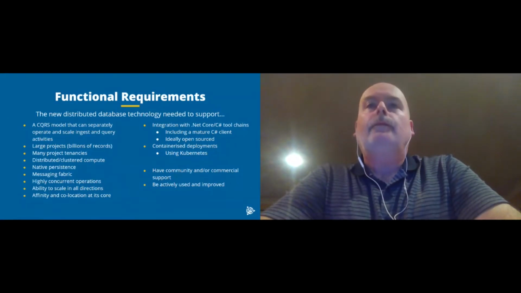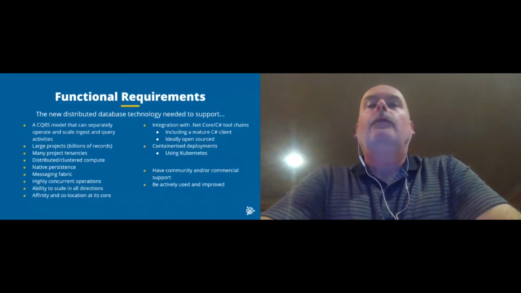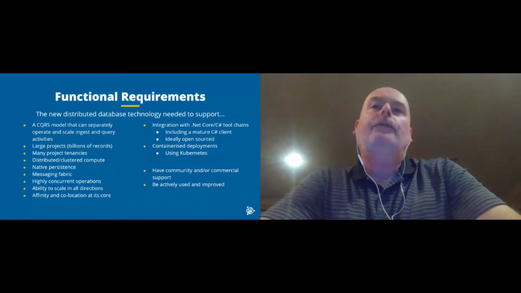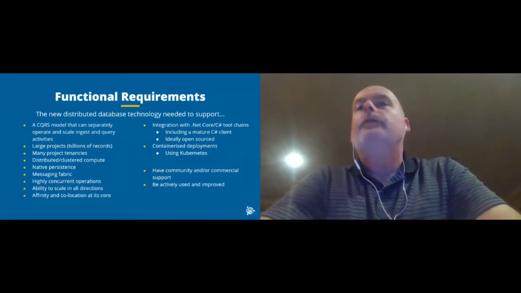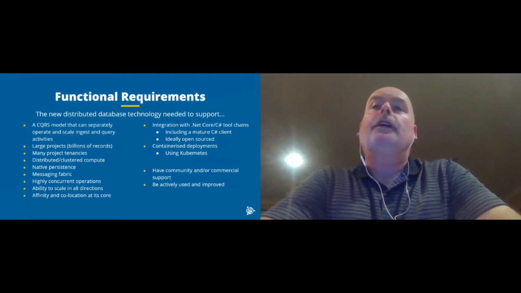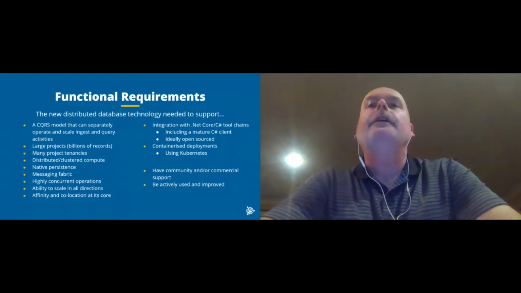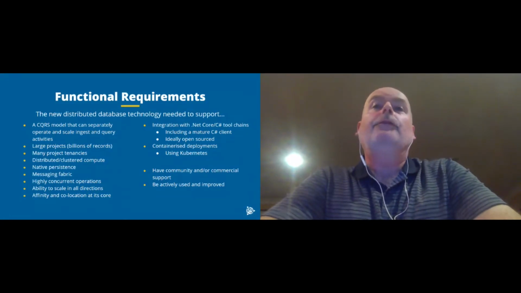Further, we had become a .NET Core C# shop, effectively. We needed to be able to integrate with those tool chains, and we needed to have access to a fairly mature C# client that was ideally open sourced. And given that we were also using containerized deployments using Kubernetes, some ability to run in that environment was also desired. Finally, we were really looking for a project that had life. It had very active community involvement. It had commercial support if we needed it, and it needed to be actively used and improved.